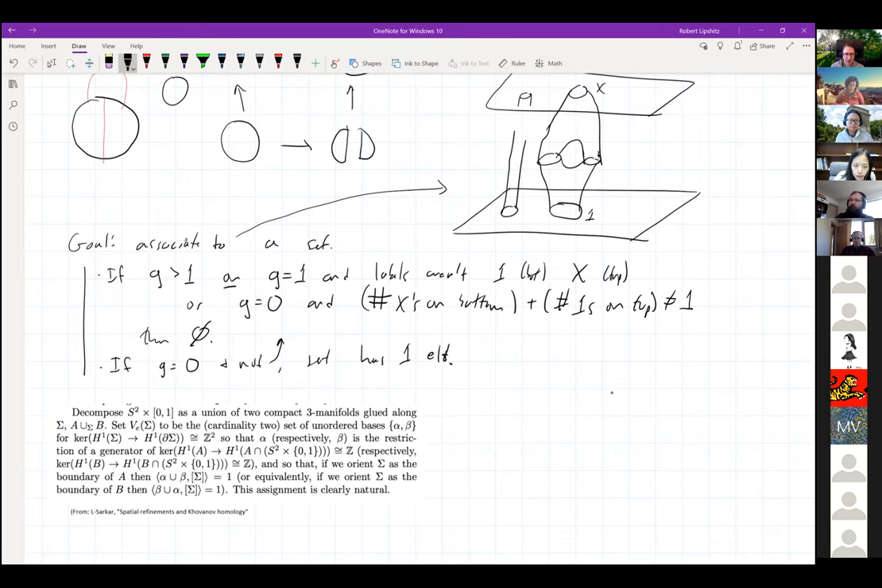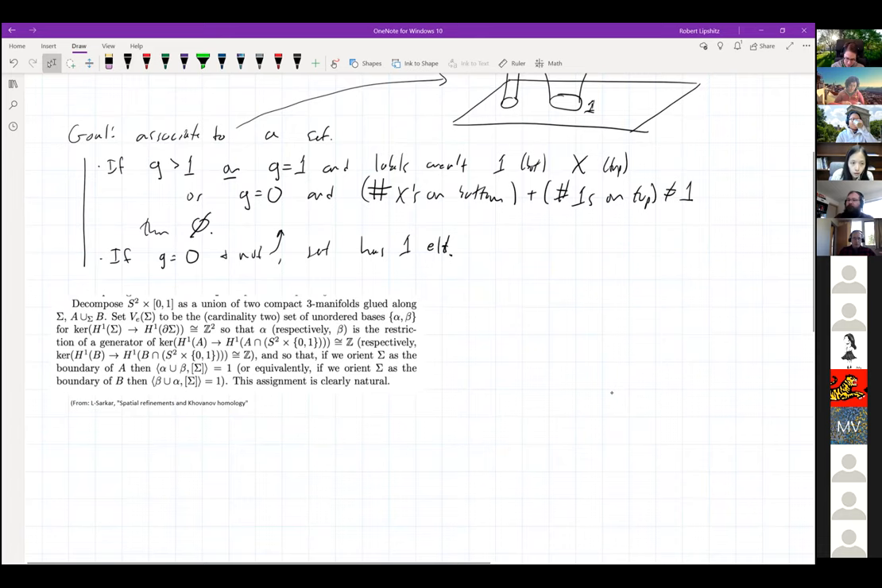There's going to have to be a two element set, as we saw before. That's where the genus is one and the labelings are so that the cancellation is this sort of complicated, not very complicated, but a little bit complicated thing with matching up across the face. So here's the set that you associate. This is from one of our papers.